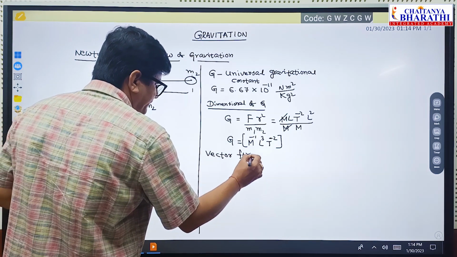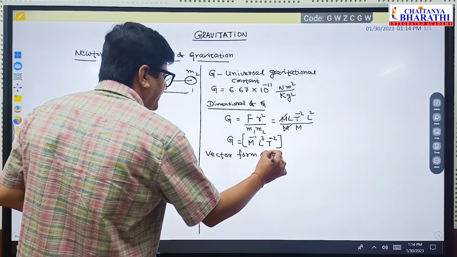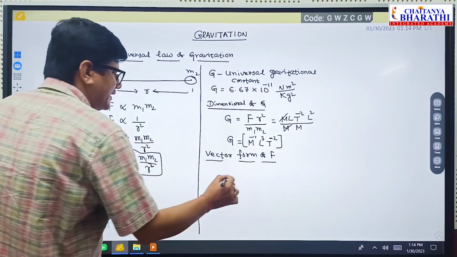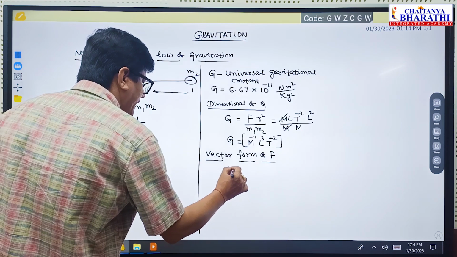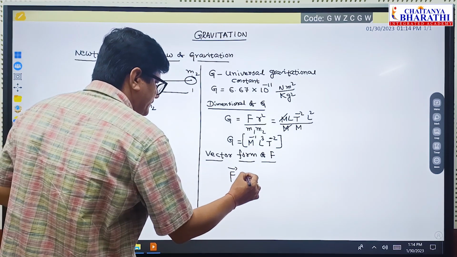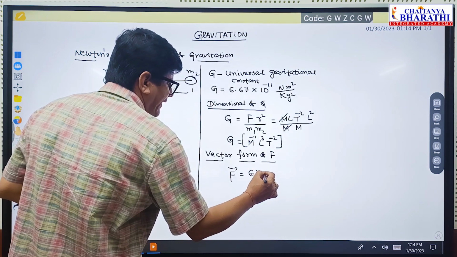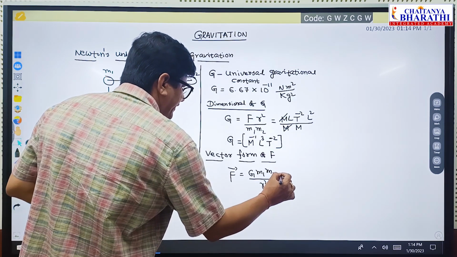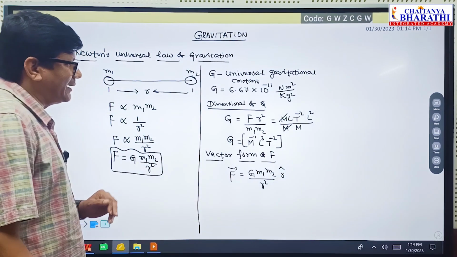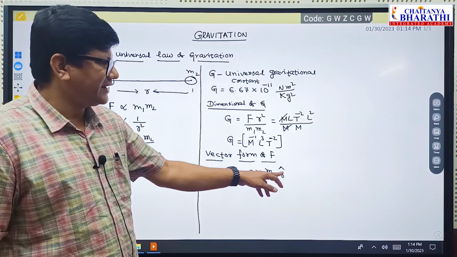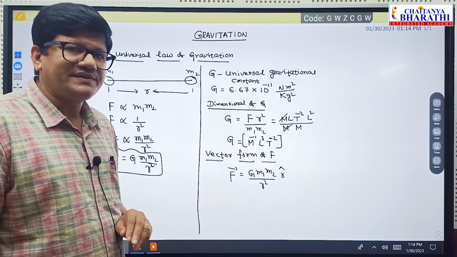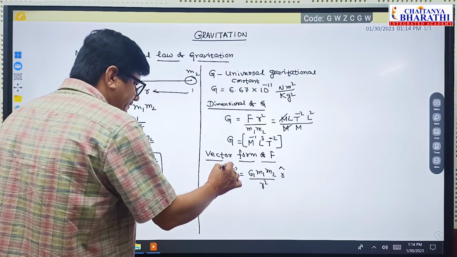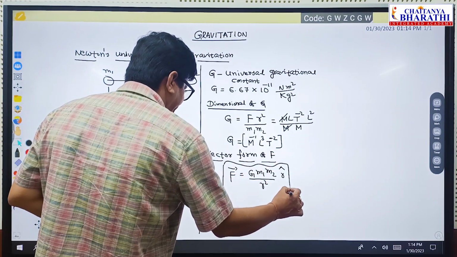Vector form of gravitational force. Simply, we can write F bar equals G m1 m2 by r square into r cap. Here r cap is the unit vector. It gives the direction. This is the vector form of the gravitational force.